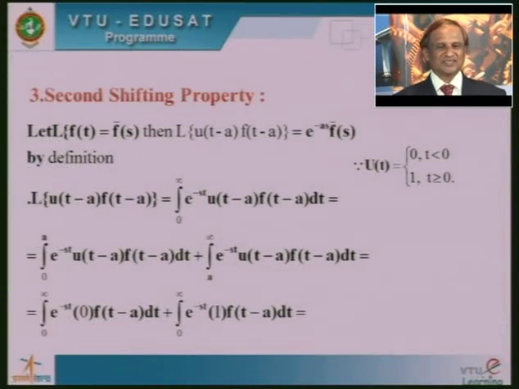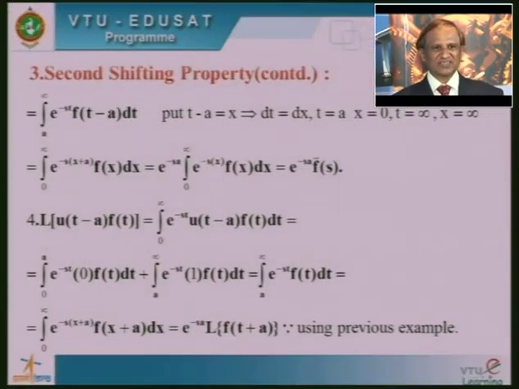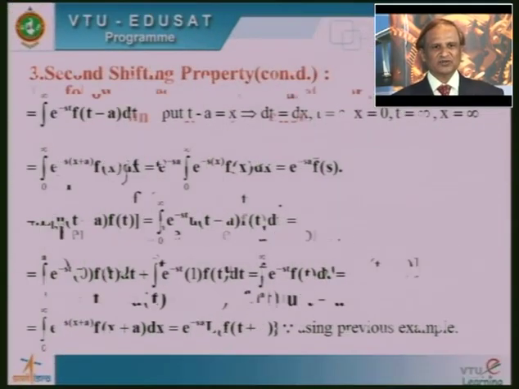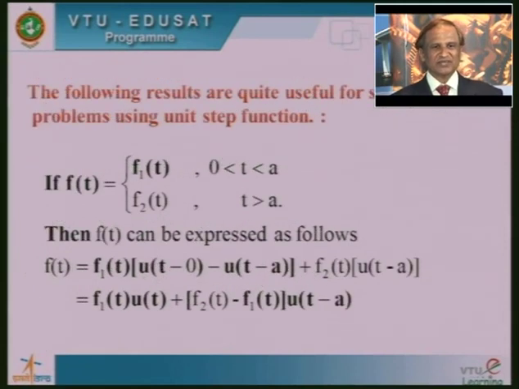And the third one is the second shifting property. Second shifting property means L of f of t is equal to F of s, is it clear, right? So L of u of t minus a into f of t minus a is equal to e to the power minus as F of s, right? It can be verified by using the basic definition. Is it clear? Now you can find out the Laplace transform of a unit step function.